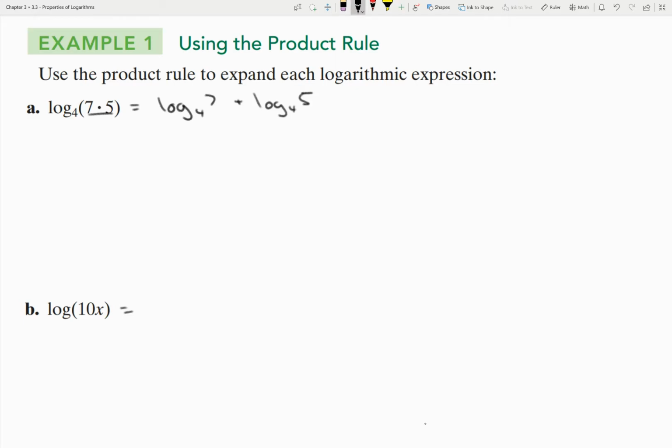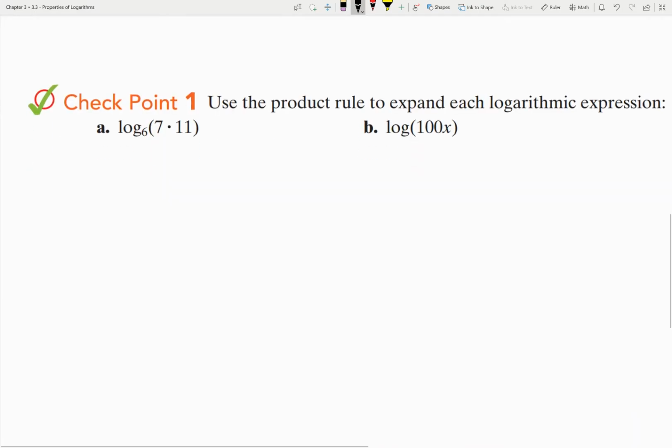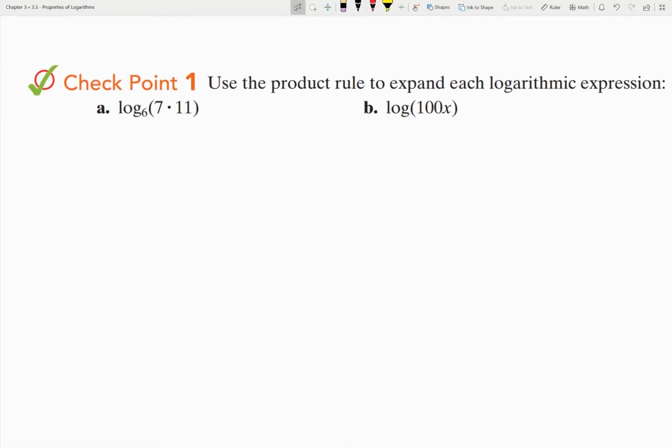As opposed to part B, when we split this into two logarithms, we have the log of 10 plus the log of x. Now the log of 10 simplifies to 1. So with this property, I was able to make this expression a little simpler, a little easier to interact with.